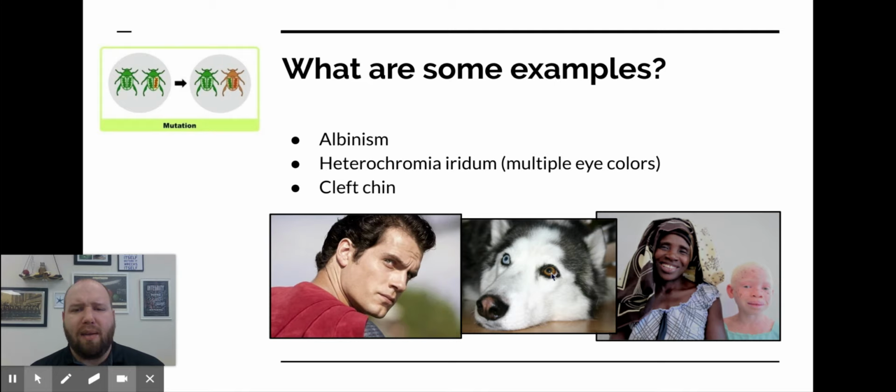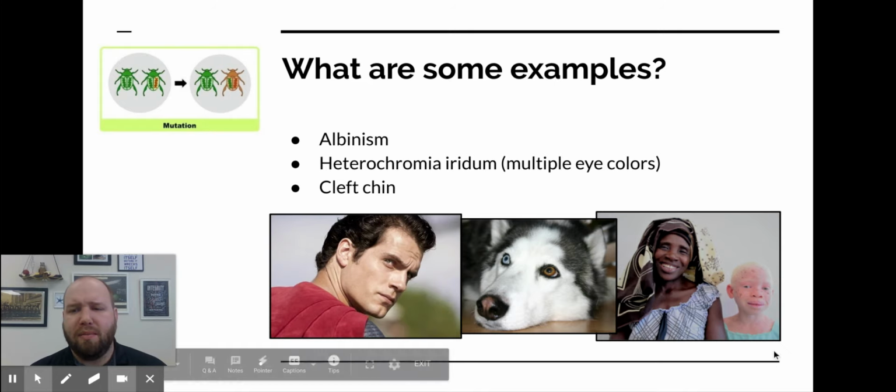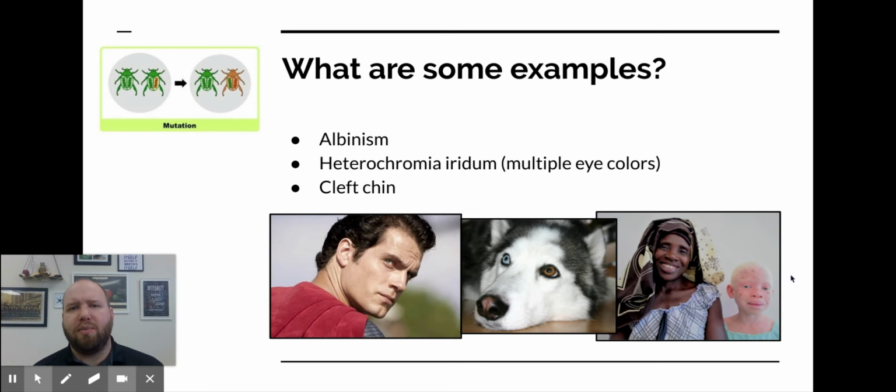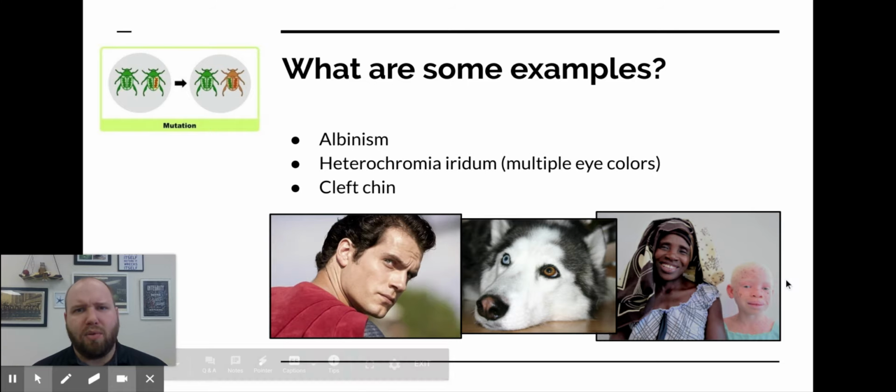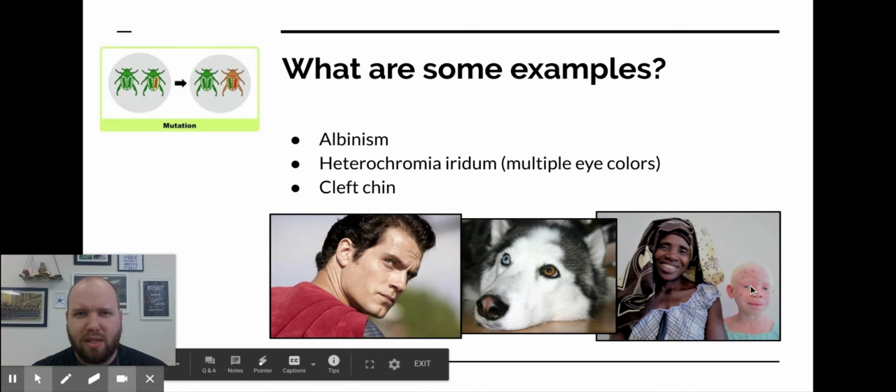So here are some examples. Albinism is a mutation that basically stops your ability to make colored proteins, and so you end up without the ability to make, specifically in this case, melanin, the dark protein in your skin and all of your skin tissues. So the hair has melanin in it. That's what makes it darker. Skin and also eyes have melanin in them.